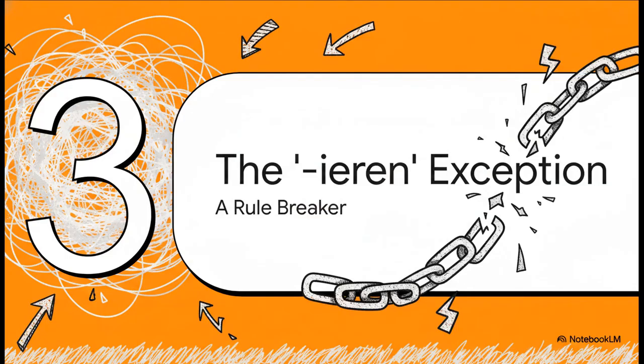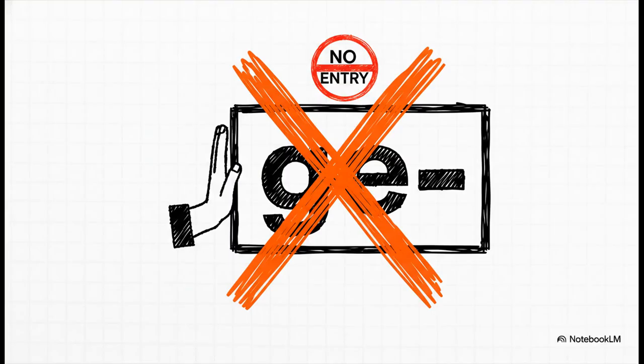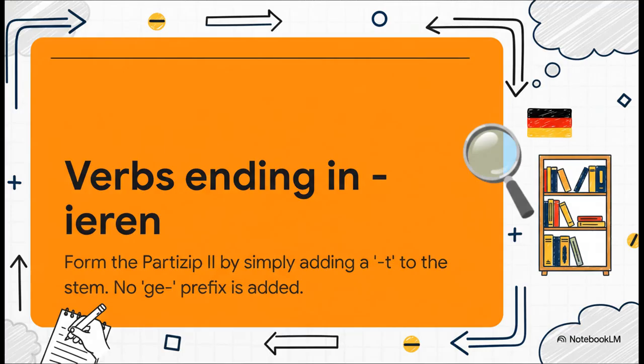All right, every good system has its rule breakers, right? So let's meet our first group. These are verbs that totally reject our golden ge- rule. But don't worry, their own rule is actually even easier. So what's their big secret? They just refuse to use the ge- prefix. For this entire category of verbs, you're just going to leave it out. The only question is, which verbs are they? Well, this group is super easy to spot.